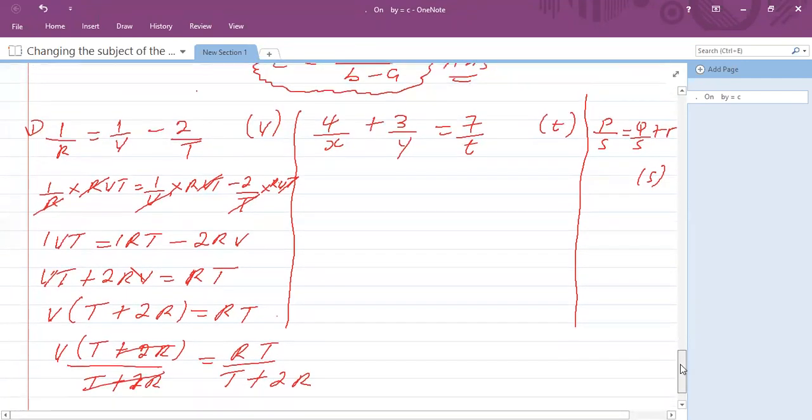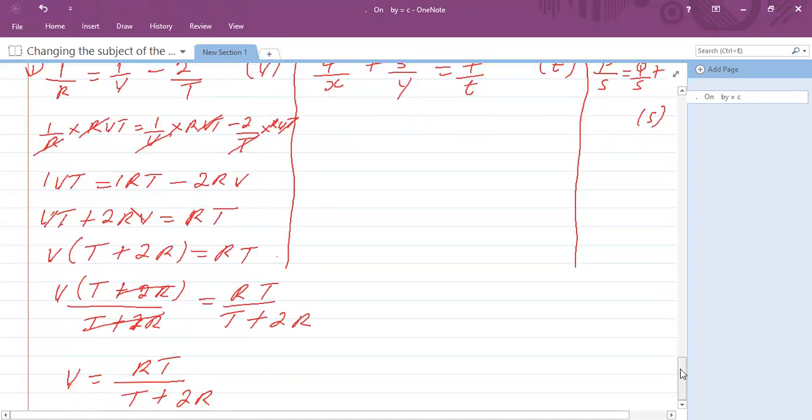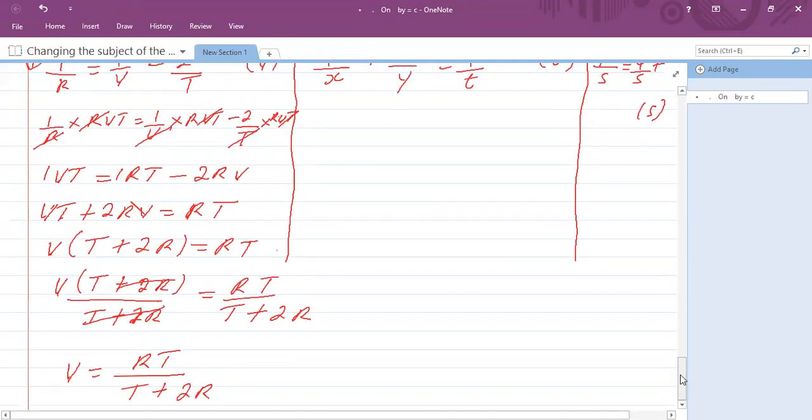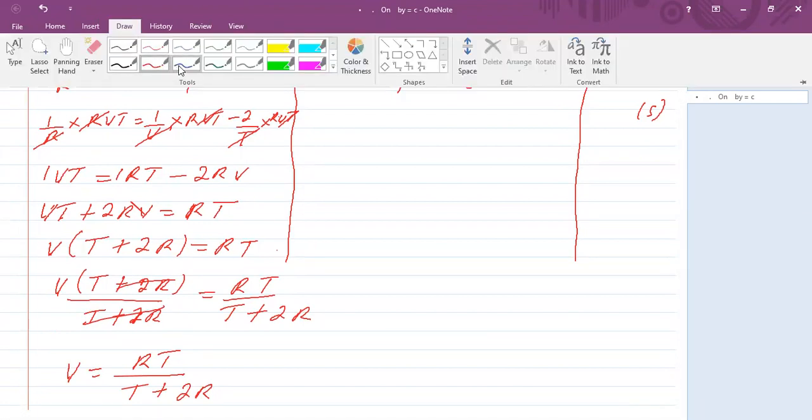Now, this type of transposition is of higher order, right? Meaning you have to sweat to do it.